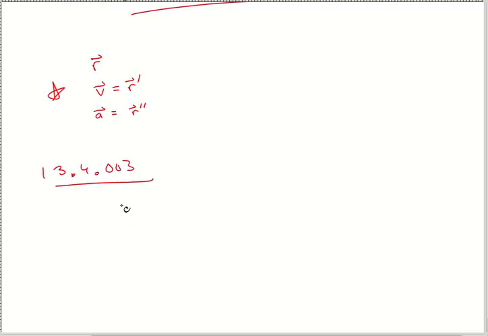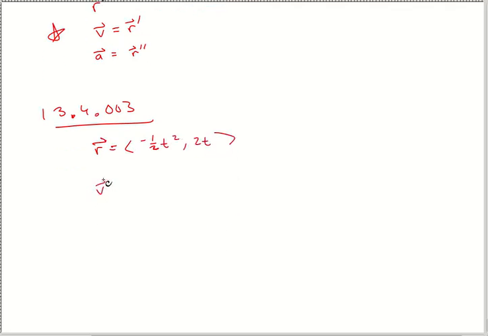13.4.003. So they give me an r, which is equal to negative half t squared, 2t. And they want, well, everything. So v, which again is r prime, find the derivative. 2 comes down, negative t, and a 2. Okay, there you go. My a is now r double prime, so negative 1, 0.